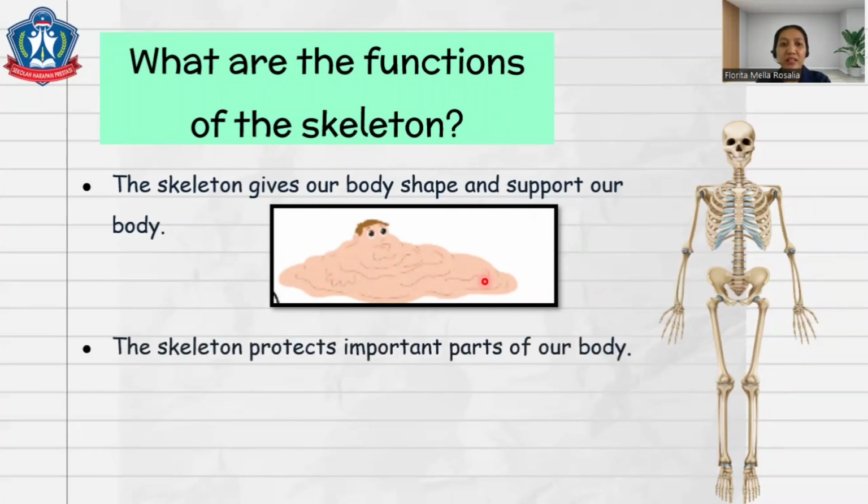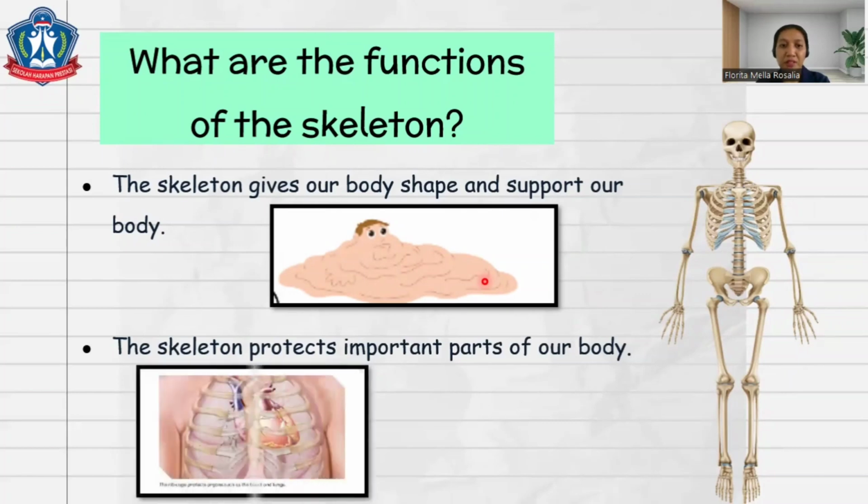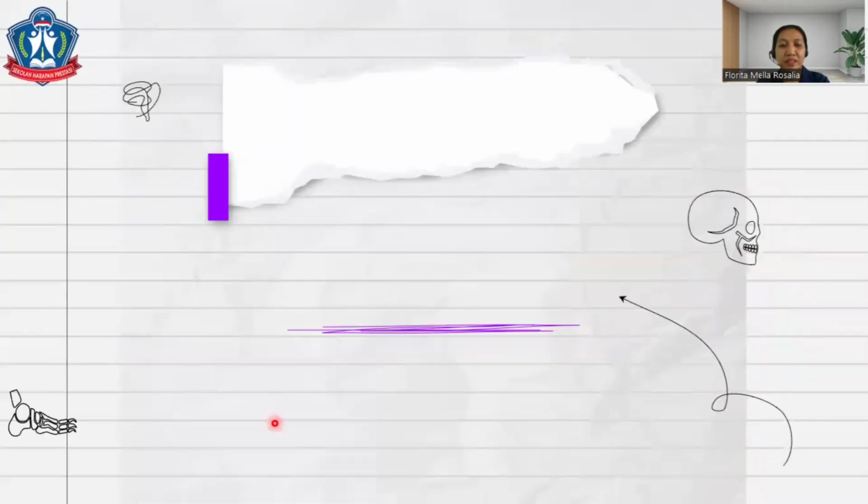And then, the skeleton protects important parts of our body. For example, the rib cage here protects our heart and also our lungs. What else? We can discuss more in our class.